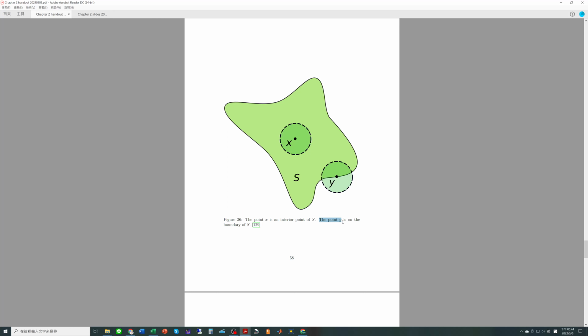The point Y is on the boundary of S. We cannot find an open ball whose center is on point Y and which is contained completely in the set S. So Y is not an interior point of S. It is on the boundary of S.